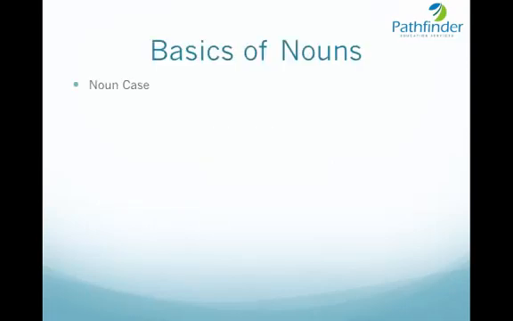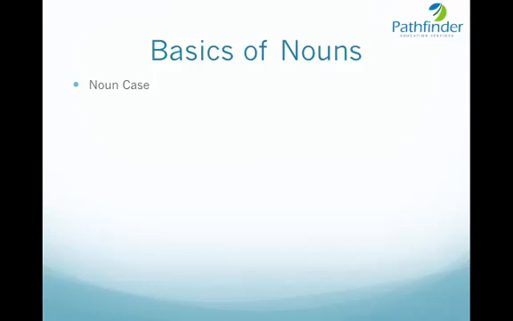Basics of nouns. The first thing we need to know is noun case. Now, every sentence has a noun and a verb, and noun performs different functions in the sentence. Sometimes it might occur as the subject of the verb. A noun might also occur as the object of verb, and so on. So whenever noun performs a function, each function is termed as a case.